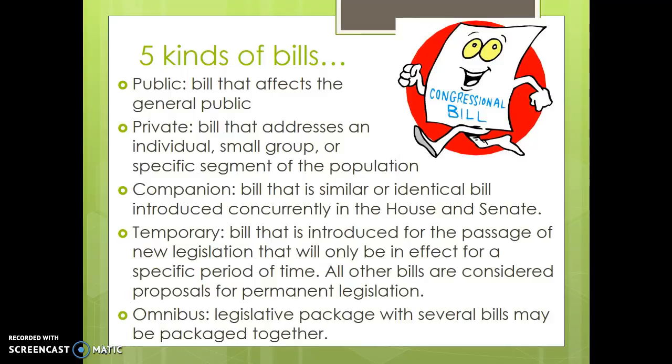Public bills are bills that affect the general public, things like the ACA. Private bills address individuals, small groups, or a specific segment of the population or a business. The companion bills are bills that are similar or identical to bills that are concurrently in the House or the Senate. And then the companion bills might be sent to a conference committee to iron out the differences.